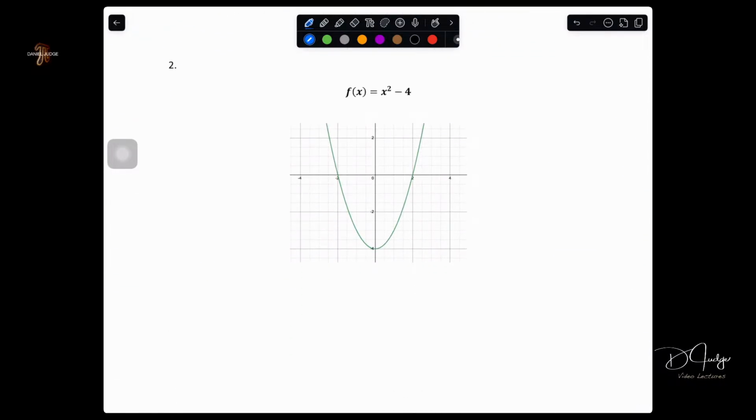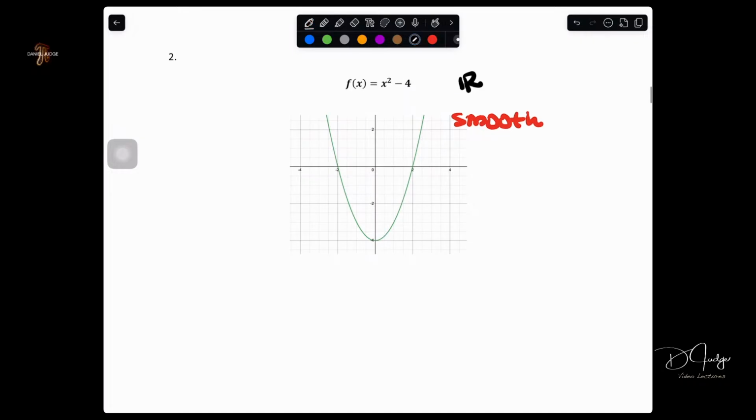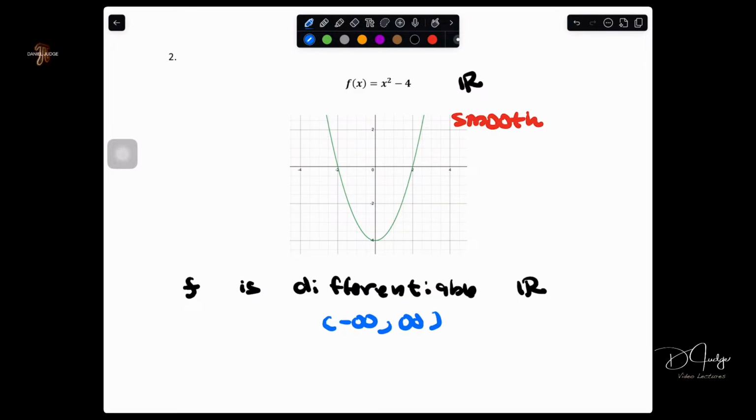Another nice polynomial, this is a quadratic, and it's defined for all real numbers. This function is smooth, which means it's differentiable. So f is differentiable for all real numbers, everywhere it's defined, and it's defined everywhere, meaning all real numbers. And the interval notation for all real numbers is what you guys see here.